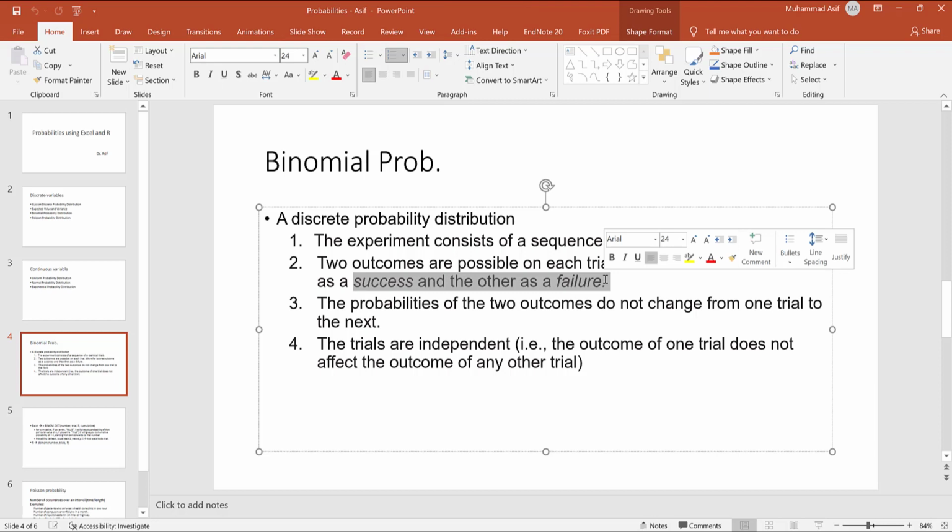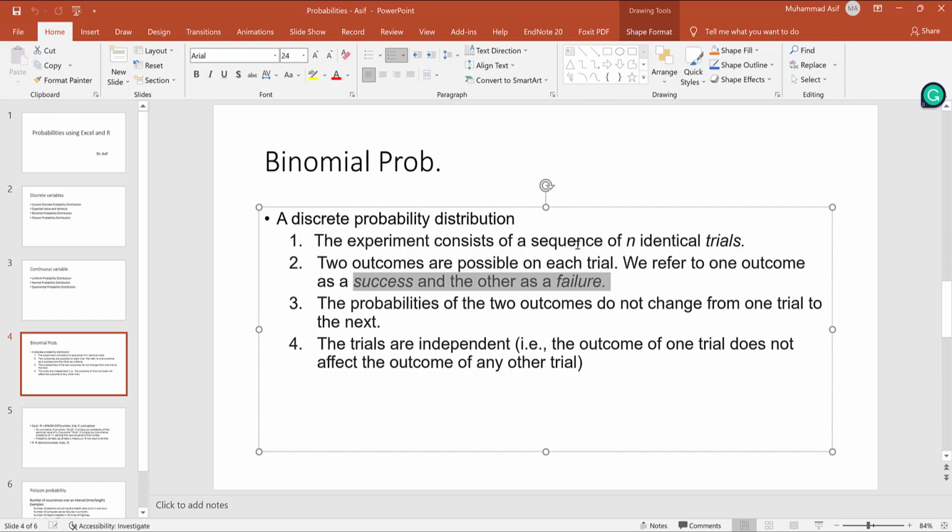If a customer makes a purchase or doesn't make a purchase, head or tail, like that. Or someone boycotts a product or does not boycott a product. Or there is a military system for detecting missile attack. Does it detect a missile attack or does it fail to detect a missile attack?